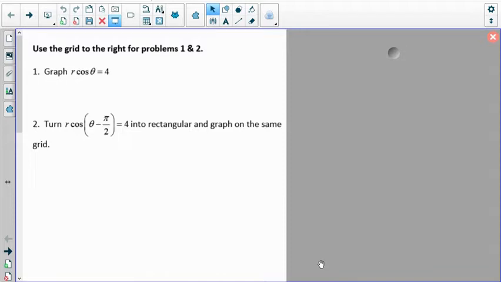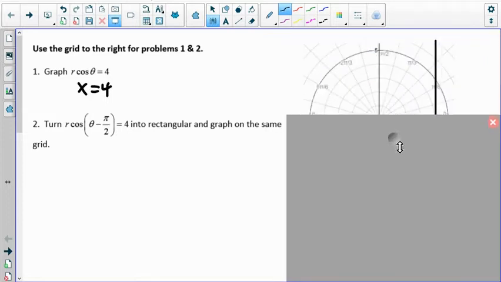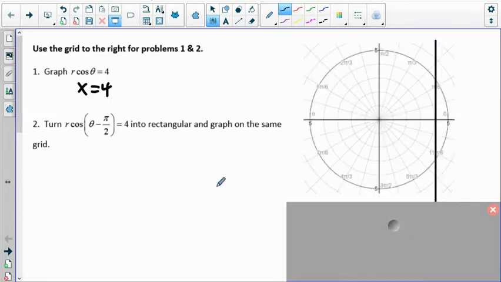So hopefully by now, when you look at something that says r cosine theta equals 4, you recognize that this is just a vertical line with x equal to 4. Okay, so hopefully you get that. So when you look at the graph of that, you should see this vertical line at x equals 4.